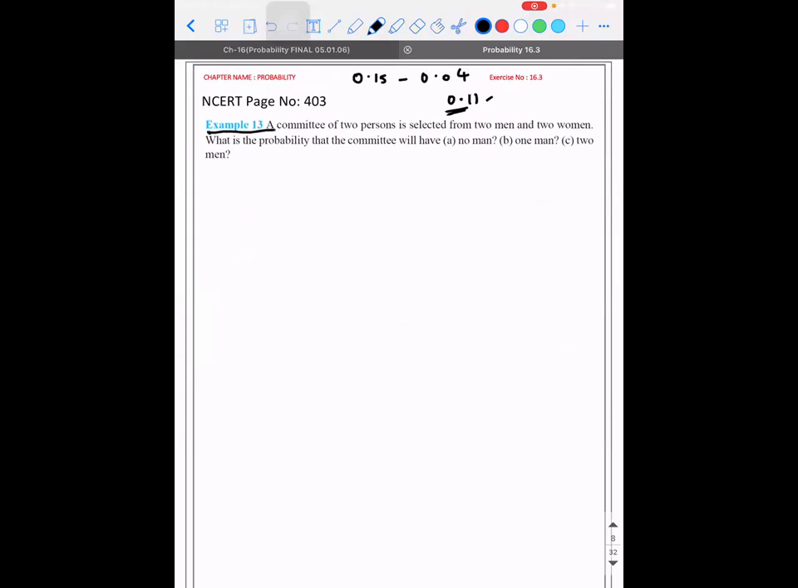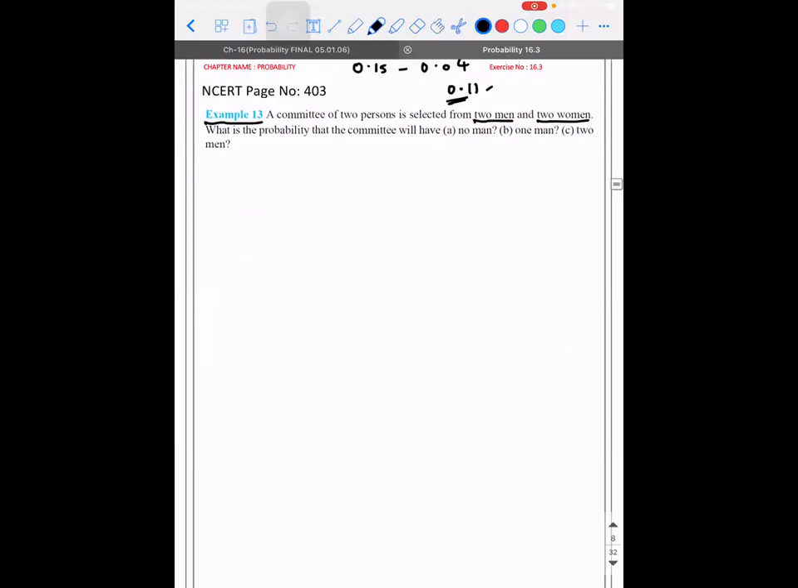See, let's try the 13th one. There is a committee of 2. We need to form a committee which consists of 2. It is to be selected from 2 men and 2 women who are contesting for it. What is the probability that the committee will have no man? It will have 1 man and 2 men. What is the solution for it?